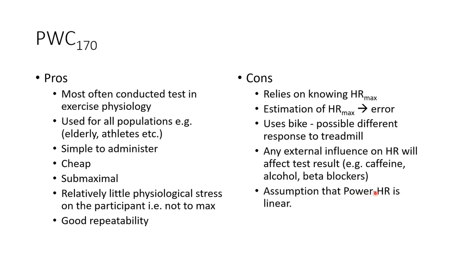And there's an assumption that the power heart rate relationship is linear. Generally it is, but in some individuals it may not be. So at the higher power outputs, the heart rate may drop off a bit, not be as straight, and so there might be a little bit of a curve in there.